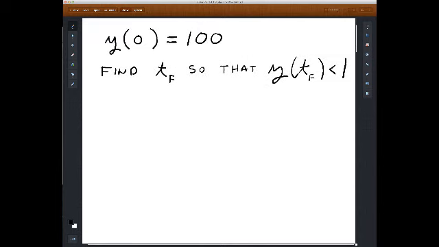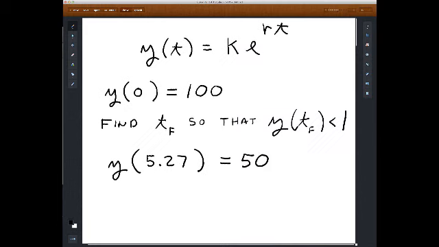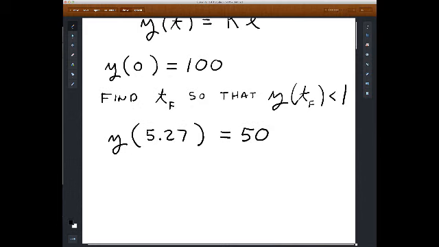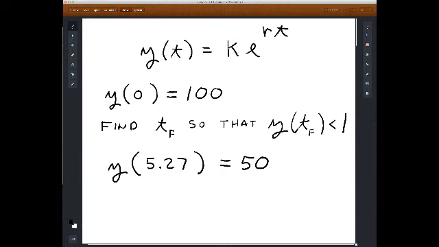Now, half-life, the definition of that word in mathematics, is the amount of time it takes for the amount of radiation to decrease to half its current level. So that means that y at 5.27 years is equal to 50. All right, let's go ahead and see what we get here. Let's try to find out what we can. Well, we know k is equal to 100. So those are the two bits of information we know.